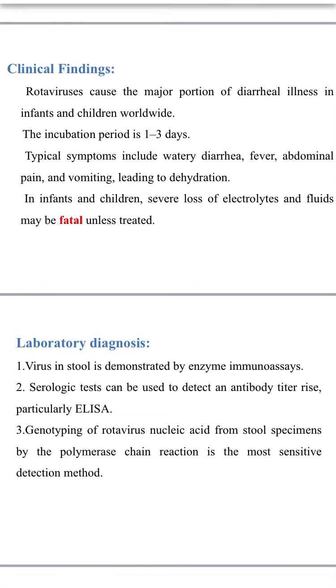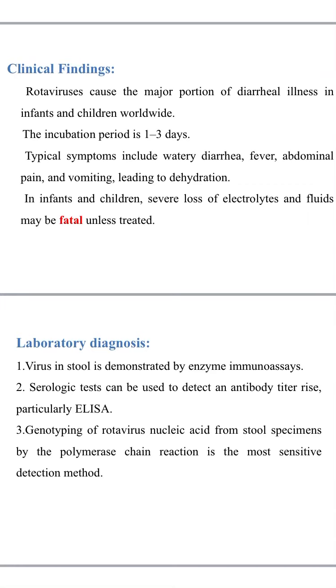Now, clinical findings. Rotavirus can cause the major portion of diarrhea in infants and children worldwide. The incubation period is 1 to 3 days. Typically, symptoms include watery diarrhea, fever, abdominal pain, and vomiting, leading to dehydration in some patients. In infants and children, severe loss of electrolytes and fluids may be fatal unless treated.